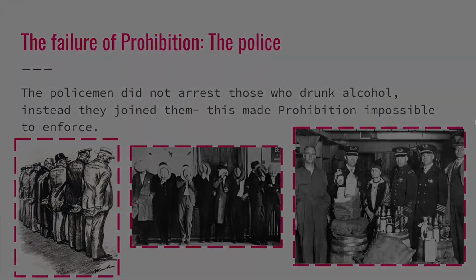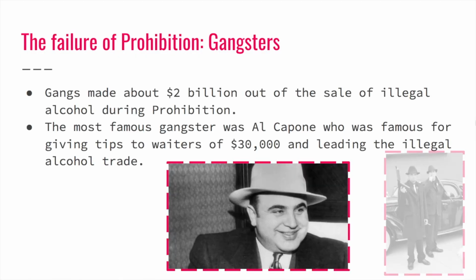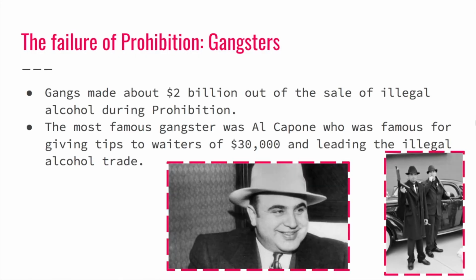One other reason for the failure of prohibition was because of the organised crime that was a consequence of the illegal alcohol trade. Gangsters such as Al Capone became increasingly common, damaging the morality of society and posing a threat to law and order. Gangs made about $2 billion out of sales of illegal alcohol during Prohibition, and Al Capone was known to give $30,000 tips to waiters, indicating the huge gains that they were able to make from this immoral practice.